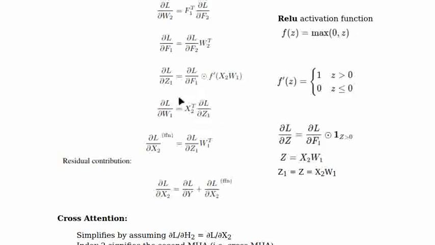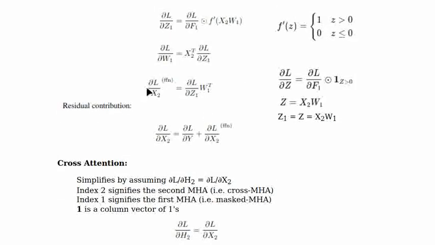With this known, then we can calculate dL/dW1, which is equal to the input X2 transpose times the dL/dZ1. And finally, the dL/dX2, the gradient with respect to the input, is dL/dZ1 W1 transpose. And if we add the residual contribution, then dL/dX2 is the dL/dY plus this part.